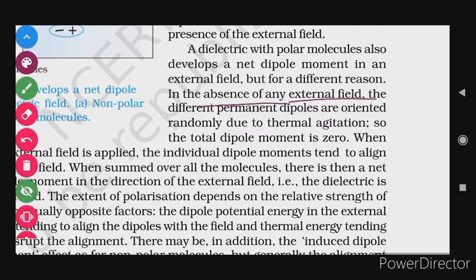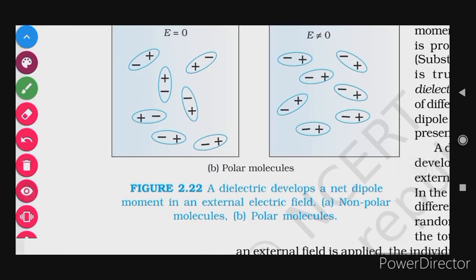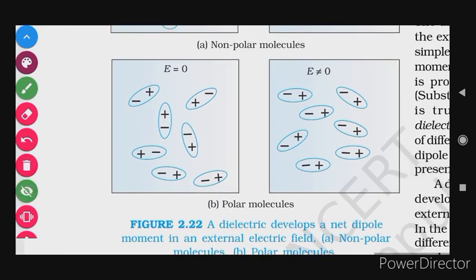In the absence of any external field, the different permanent dipoles are oriented randomly due to thermal agitation, so the total dipole moment is zero. Due to the energy they gain from temperature, they will be oriented like this, as you can see from the diagram. When there is no electric field, the dipoles of the polar molecules are randomly oriented due to thermal agitation.